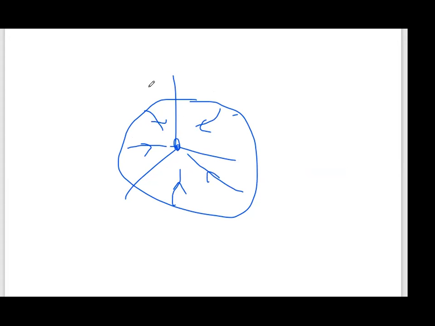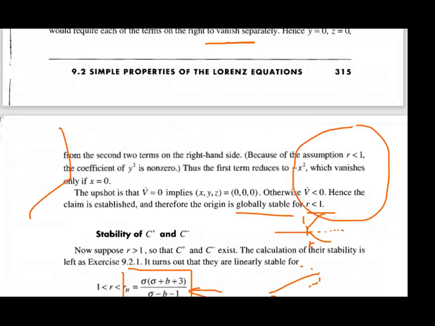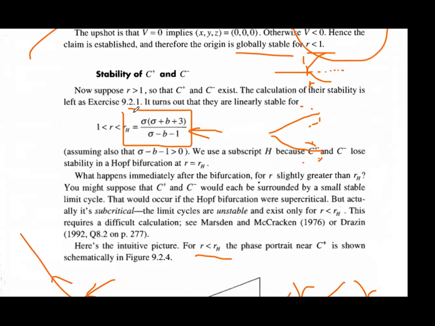So when some trajectory enters this sphere, it does not leave. It is confined to this sphere, because it is globally stable. I think these things are very important. Don't worry about it, I think you get it.